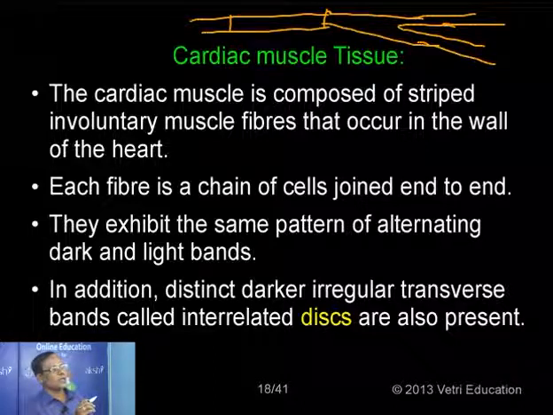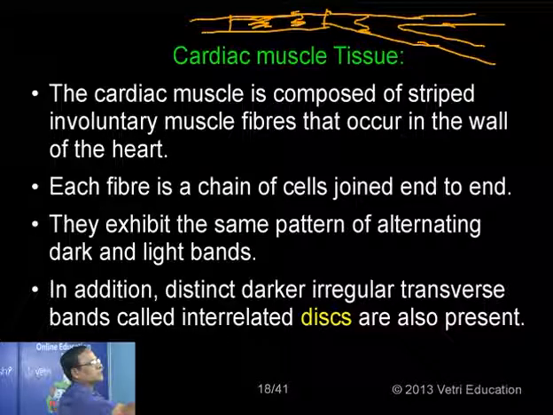The cells are arranged end to end. That's what I mentioned here. Each fiber is nothing but a chain of cells joined end to end. And as in the case of striated muscle, they also exhibit the striations. You can see the striations, but the striations are not very distinct. These are all the striations as in the case of skeletal muscle fiber.